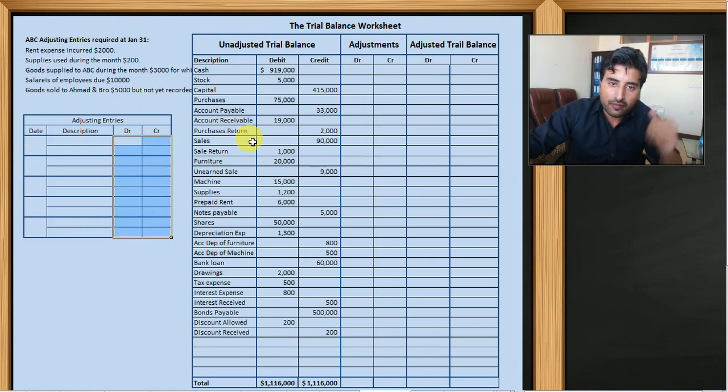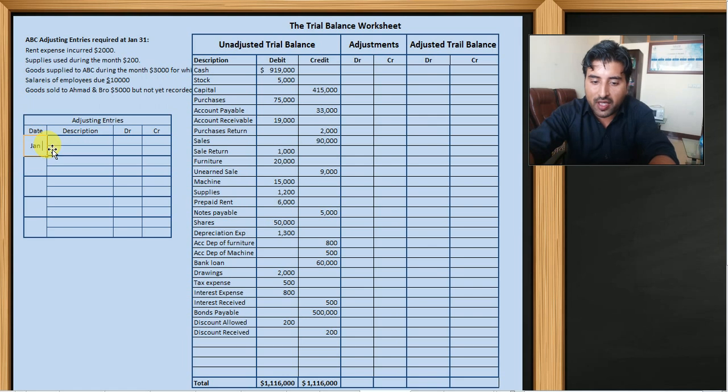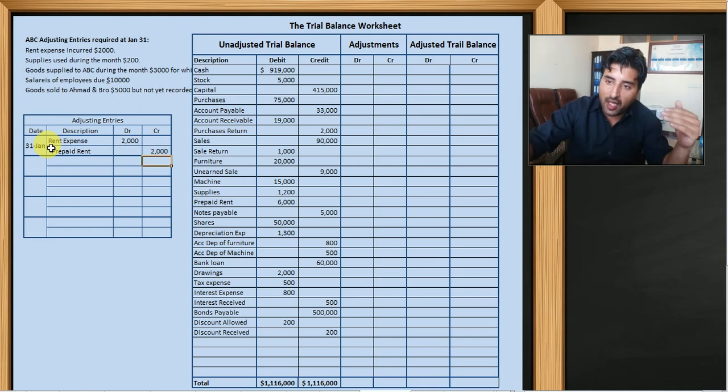Okay. So the first transaction we have rent expense incurred $2,000. So dear students, it is the end of January 31st. So you have to debit rent expense, and what should be credited? Prepaid rent. How much? $2,000. You should not credit the cash. Why? Because we had already paid the cash in the beginning, and we have the prepaid rent account here. Okay. So that is why we are crediting the prepaid rent account.